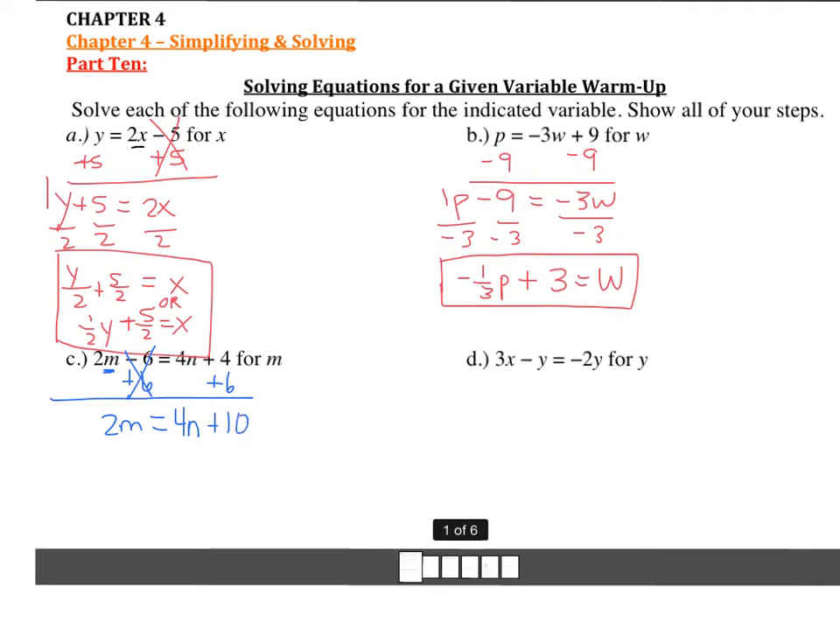And then to finish solving for m, I need to divide every term by 2. So I can see m equals 2n plus 5.